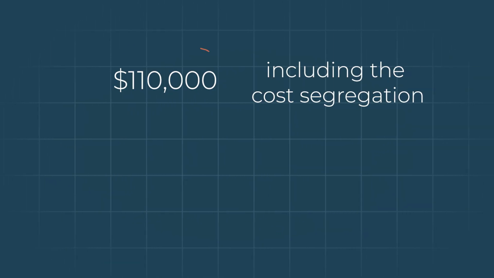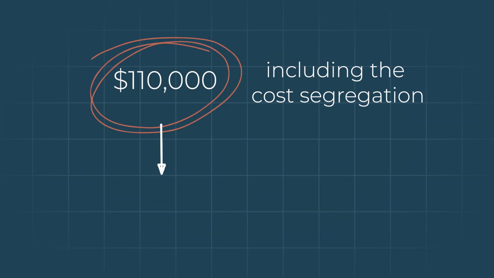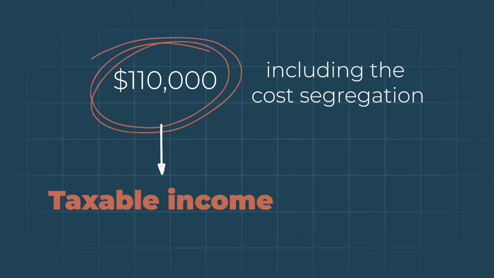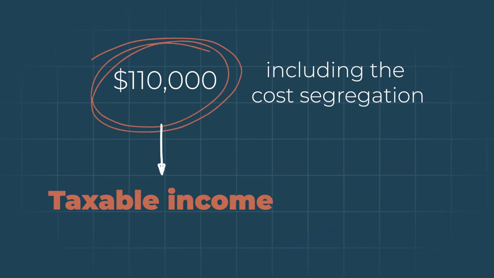Number 1 limitation: depreciation recapture can never be excluded. Section 121 is very clear. Any gain that is attributed to depreciation after May of 1997 cannot be excluded. So if you took $110,000 of depreciation, including the cost segregation, the $110,000 must be recognized as taxable income when you sell the property.